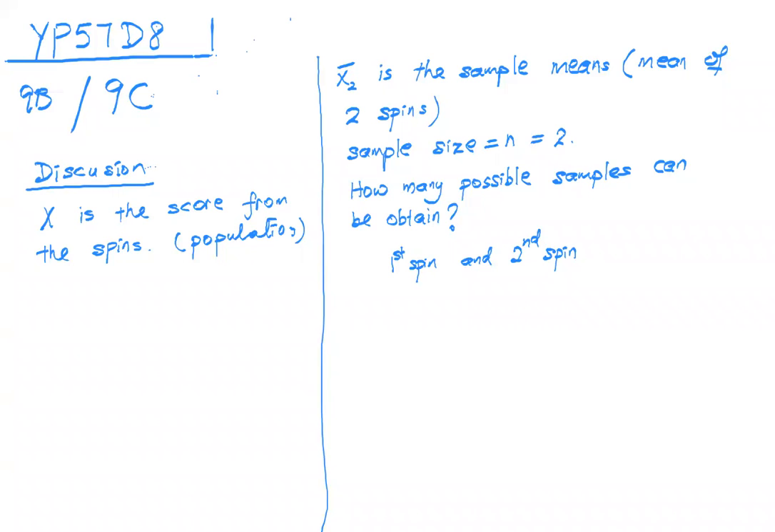Yeah. So first of all, if you look at the discussion part, I'm going to use this discussion part to bring in the theorem that I want to teach today. X is the score for the spins. So this is the population. Now my population, I build the probability distribution table for it.